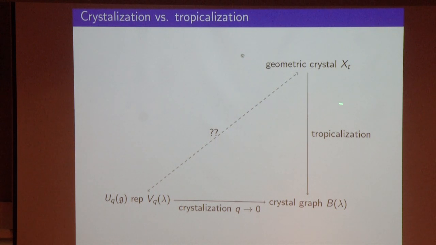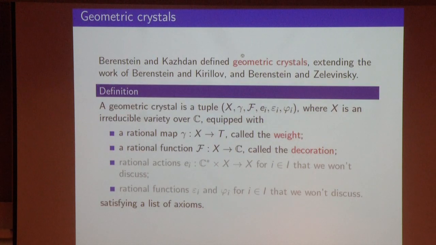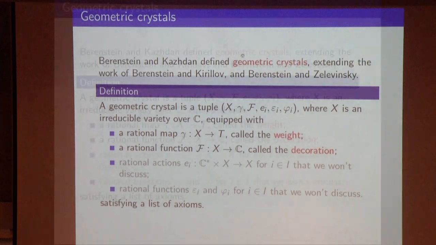I'll just talk about a different construction due to Berenstein and Kazhdan, which starts with a geometric crystal and tropicalizes it. As far as I know, there's no known way to go directly from the quantum construction to this birational construction. So what's a geometric crystal?